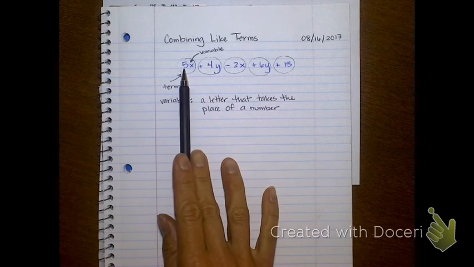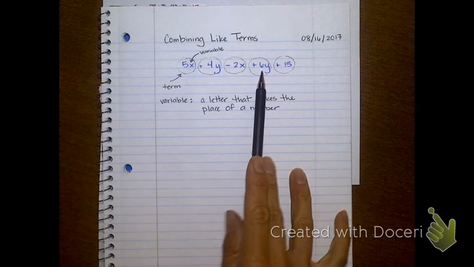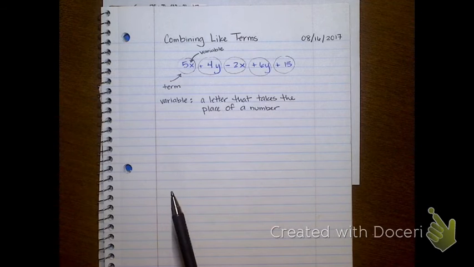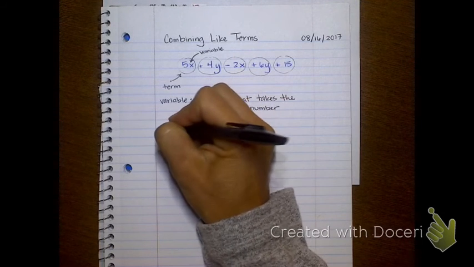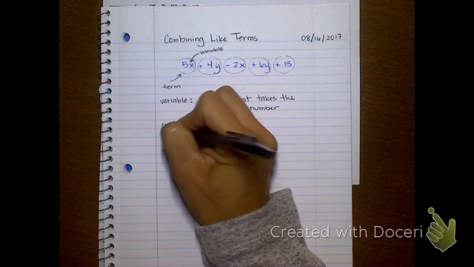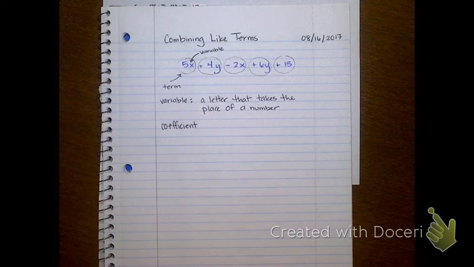Now, we also, in this expression, have some numbers, okay? And there are some numbers in front of each of these variables. Now, those numbers have a specific name. Do you guys remember what those numbers in front of the variables are called? What the name we give them is? I'll give you a hint. It starts with the word co-efficient. I heard someone say it. Yes, coefficient, okay?